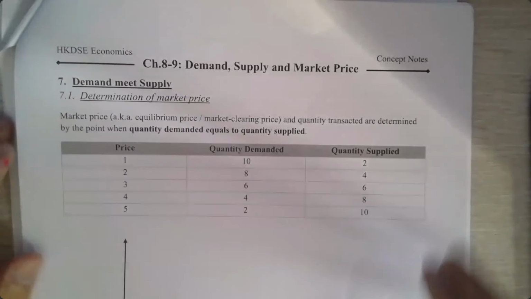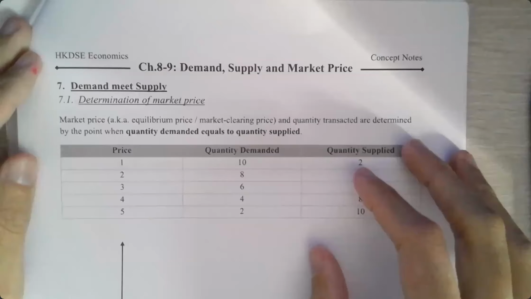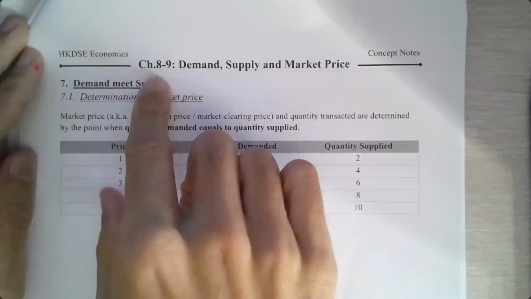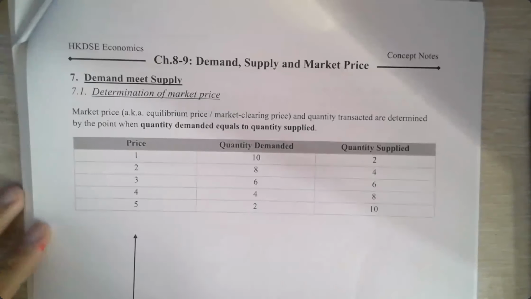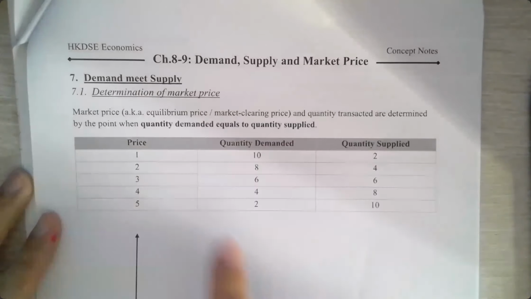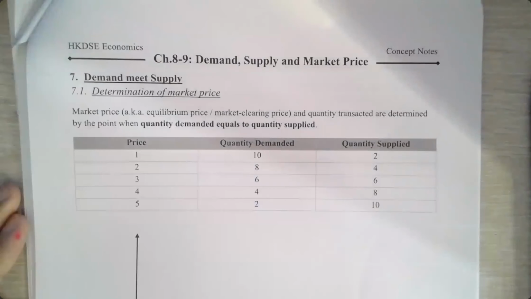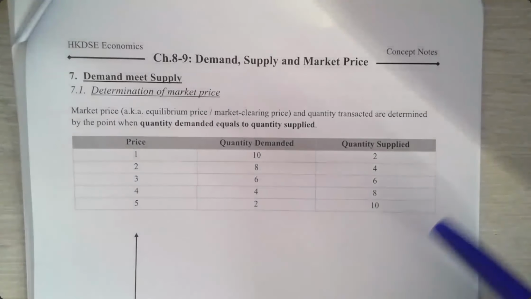Alright, testing. Now we are up to the second last video of this whole series on chapter 8 to 9, right? Now, in this video, we are going to talk about the situation when demand meets up with supply, right? Now, the first topic you will see is what we call determination of market price, okay?